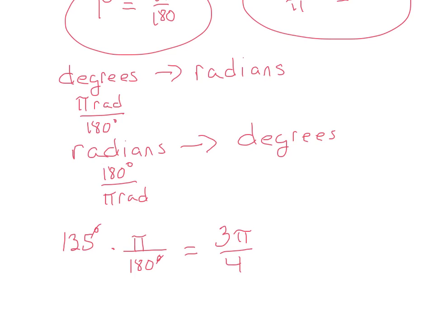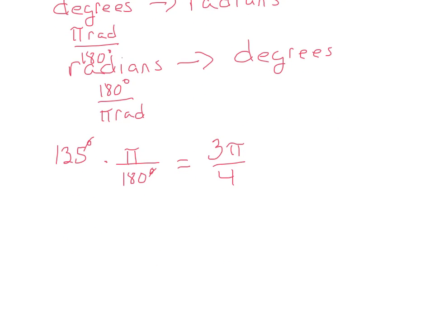About negative 270 degrees. Remember, I want to get rid of degrees, so pi goes on top. Okay, so we know that the degrees cancel. Those zeros are going to cancel. That makes it a little bit easier to reduce. It's going to be a negative. And 9 goes into 27, and 9 goes into 18. So negative 3 pi over 2.